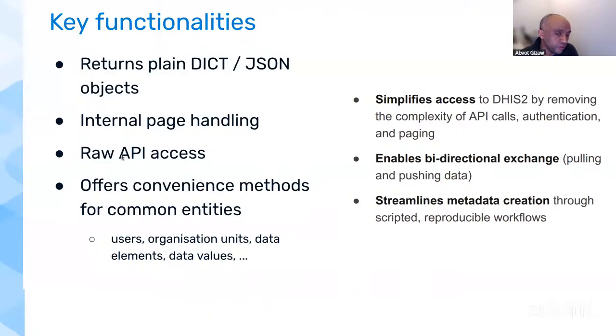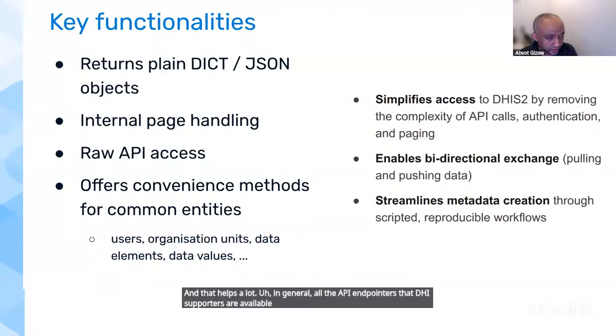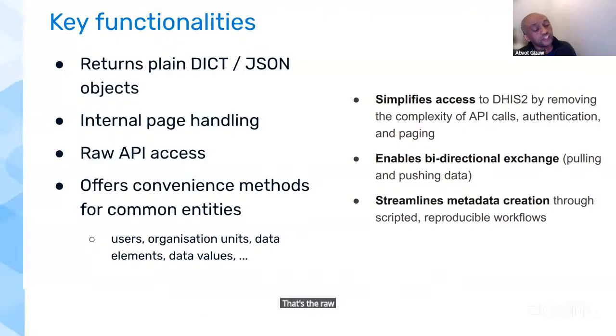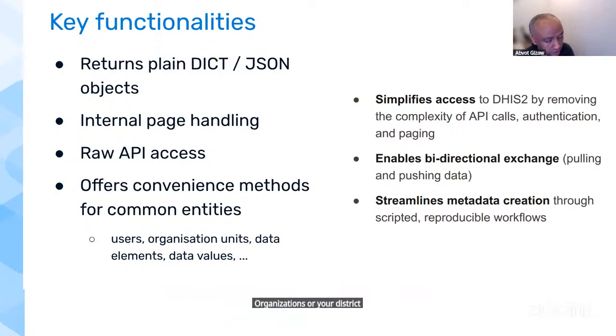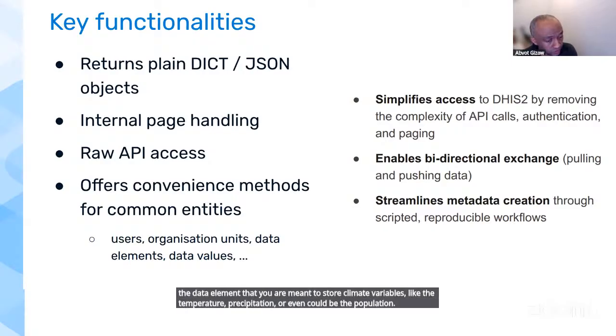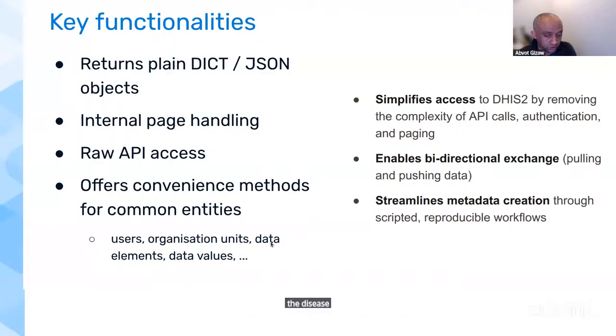In general, all the API endpoints that DHIS2 supports are available via the Python client. That's the raw API access. But for some of the most widely used endpoints, we also have what we call convenience methods, like to interact with users, organization units or your districts and provinces, and data elements. That could be temperature, the data element where you are going to store climate variables like temperature, precipitation, or even population or disease. All this you are going to interact with via the data element.